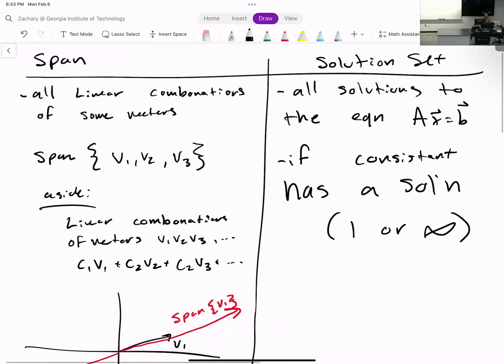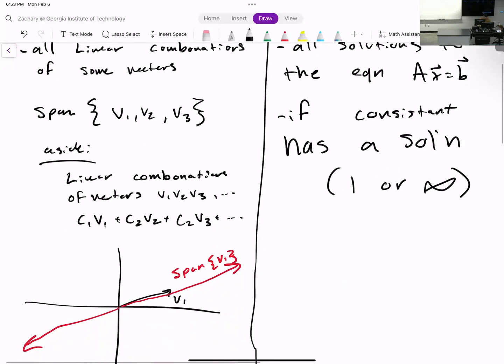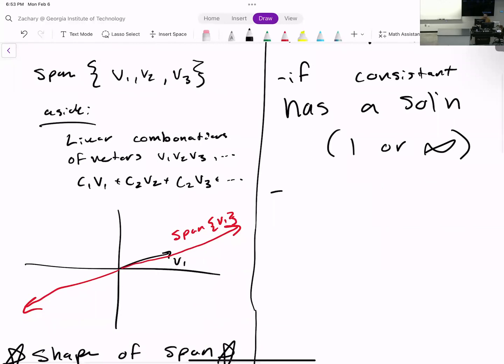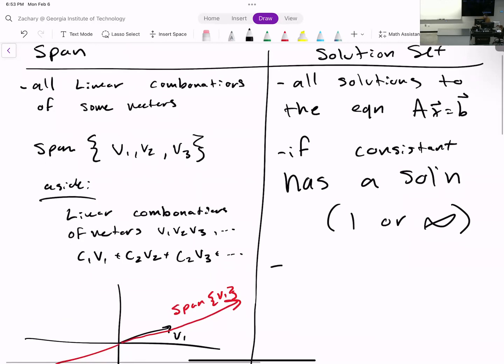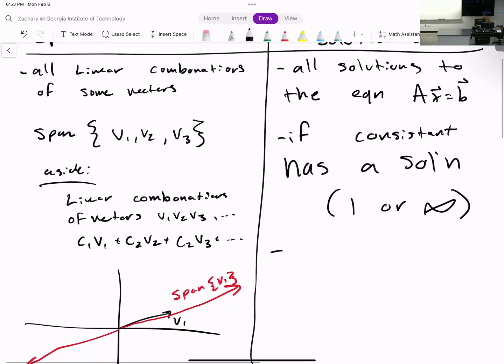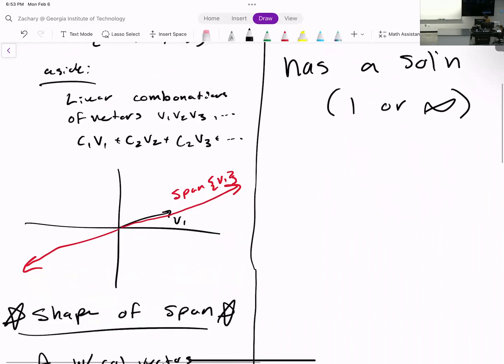So how do we find solution set? Okay. Well, there's a pretty simple process, and it basically always, yeah. We will get there. Okay, so I lost my train of thought. Solution sets. Okay, we'll talk about the 1 or infinite. So let's talk about the shape of it first. Okay. So we had shape of span. Now we have shape of solution set.